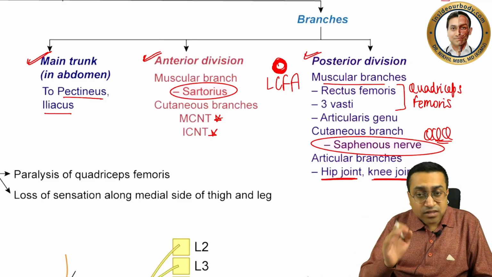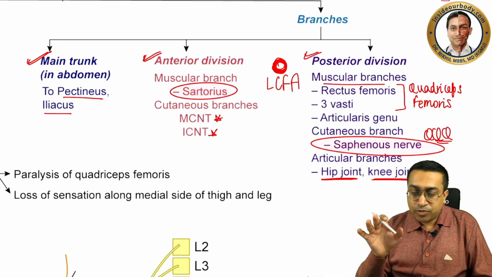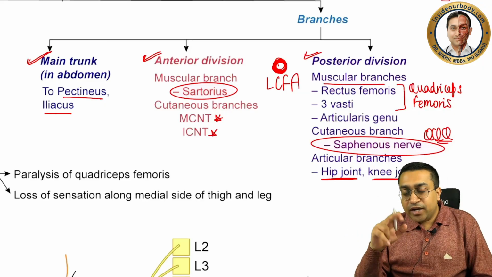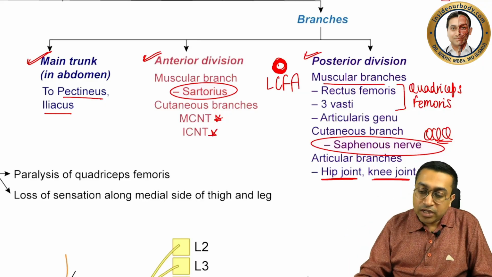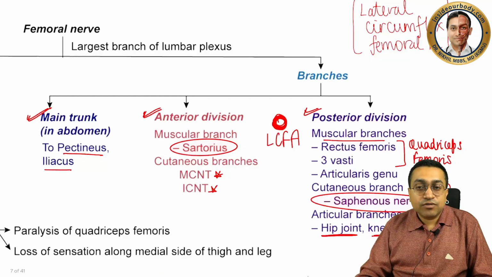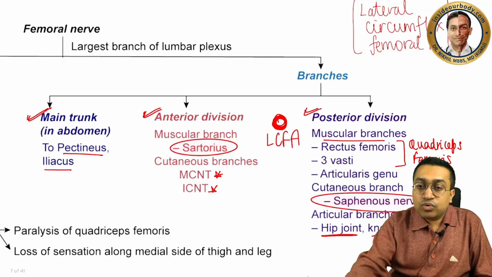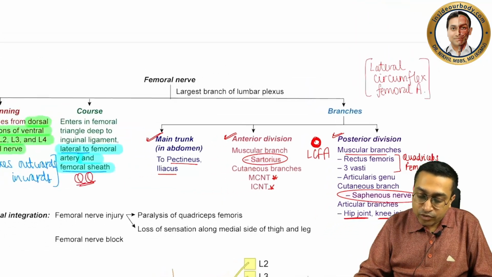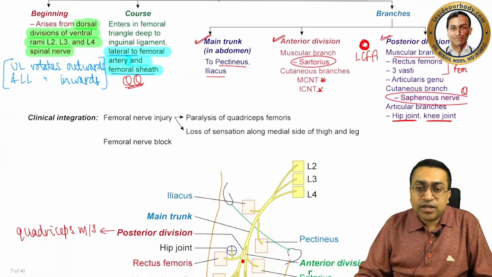So this lateral circumflex femoral artery is the reference point from which we are deciding the anterior and posterior division. Okay, so that is the lateral circumflex femoral artery. Let me show you these things in the form of an image to better orient yourself. And also, the clinical integration would be very simple.